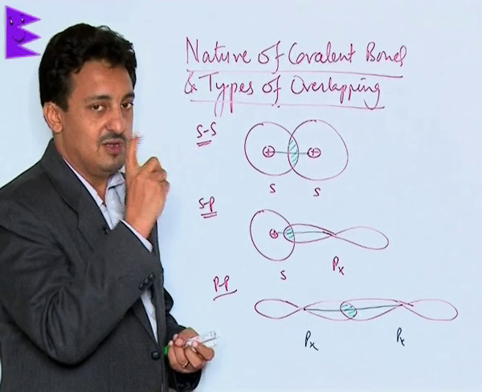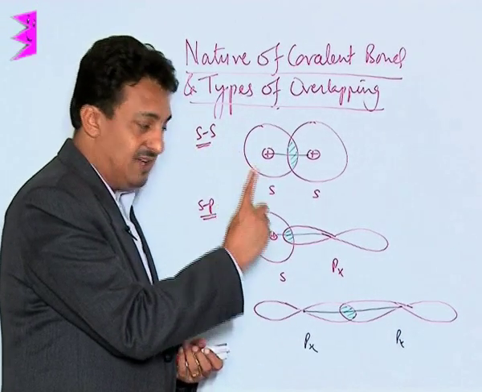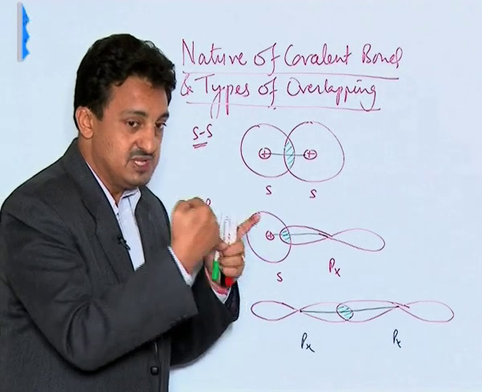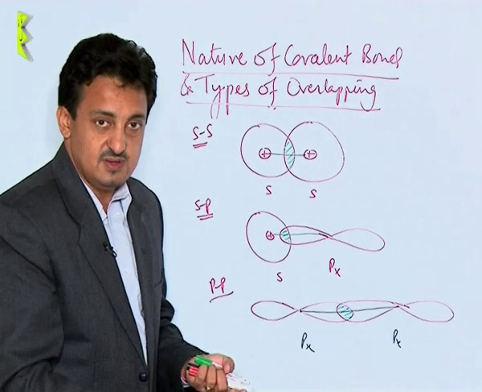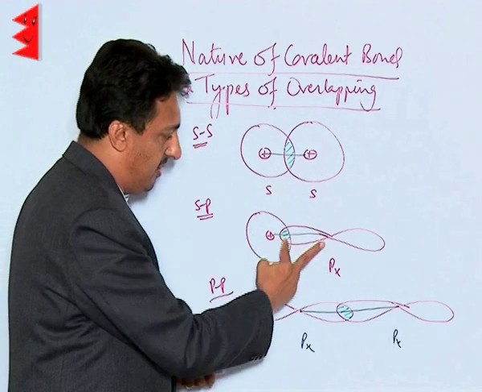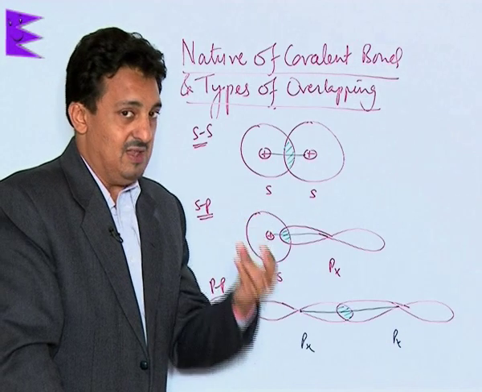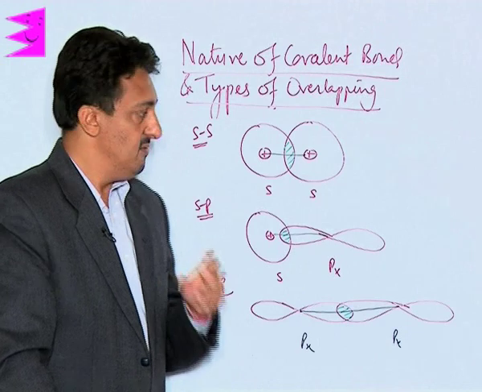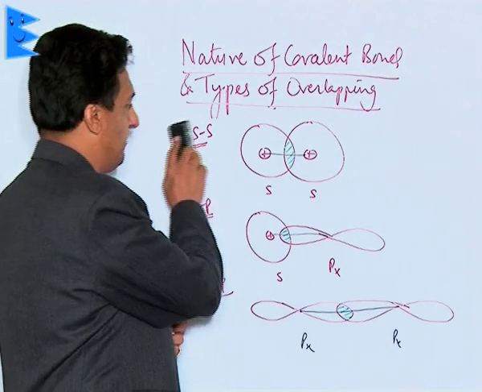Also, the most important thing: the unpaired electrons which are present in these overlapping orbitals must have opposite spins. With the same spins, if the orbitals come together, they will repel each other. So we always keep in mind that whenever two orbitals overlap to form the bond, the unpaired electrons must have opposite spins. Fine. Now let us move to find out what exactly is a pi bond.